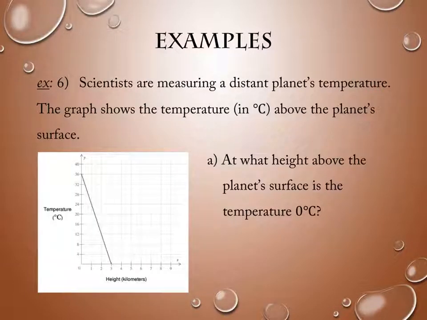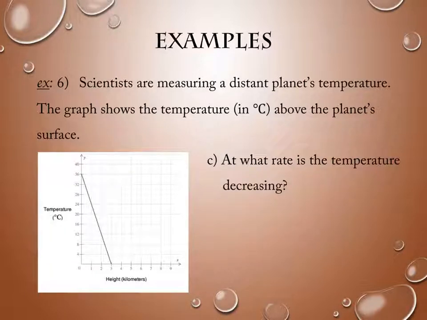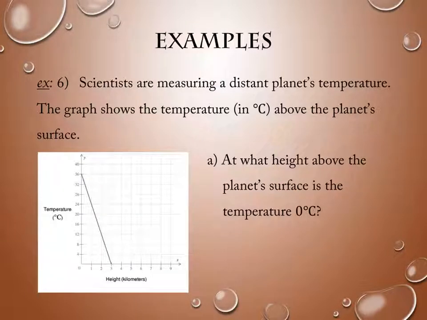All right. On this one, we're actually given a graph to start with. So I've got 3 slides for this, but they all have the same first part. All that's changing is A, B, C. Can you guys watch me flip through this? Okay, so you see C here, B here, A here. So don't rewrite this 3 times. That would be inefficient anyway. Scientists are measuring a distant planet's temperature. This graph shows the temperature in degrees Celsius above the planet's surface. So you'll notice on the y-axis it says degrees Celsius. On the x-axis it says height in kilometers.